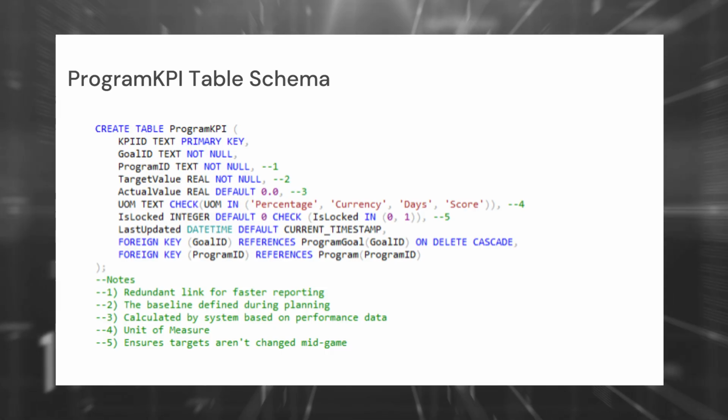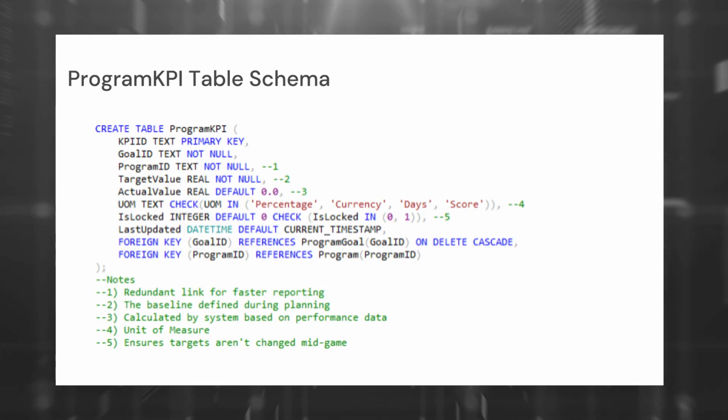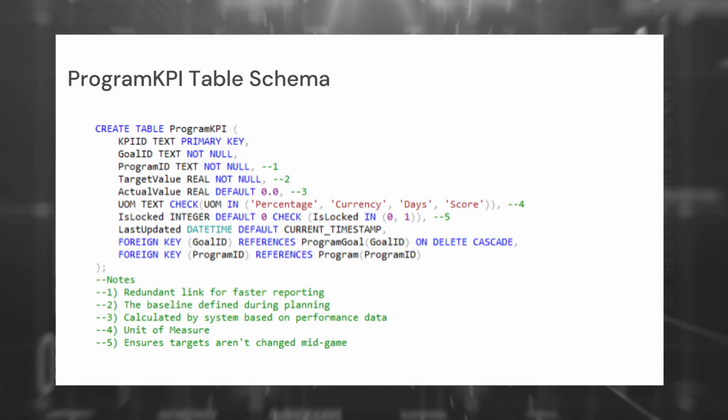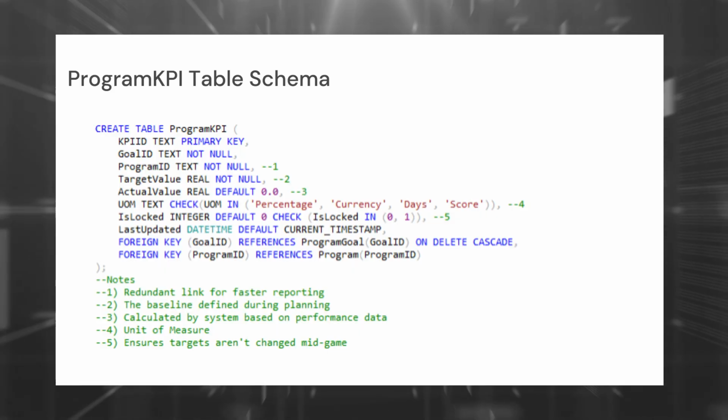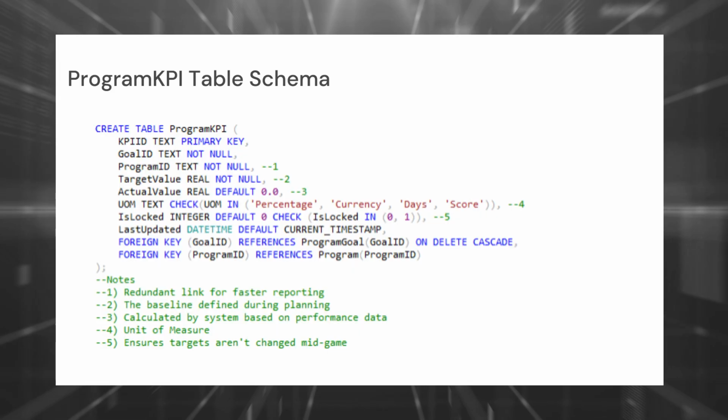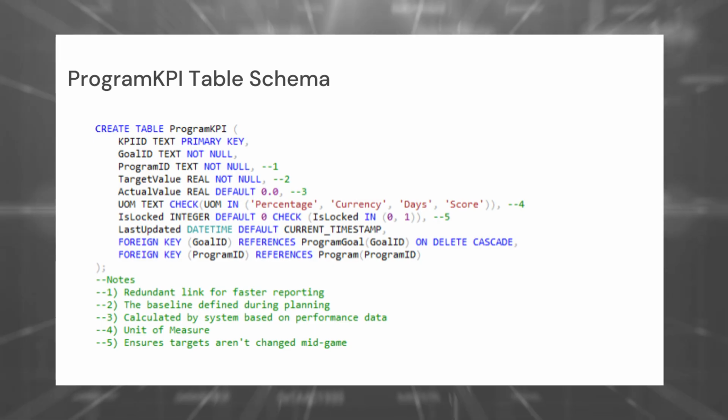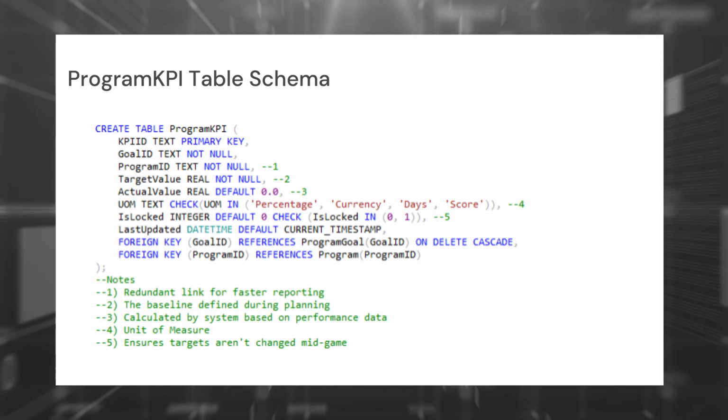And note is_locked. This is a critical integrity control. Once a program is active, these target values become read-only to ensure consistent analysis throughout the program's lifecycle. We don't move the goalposts mid-game.